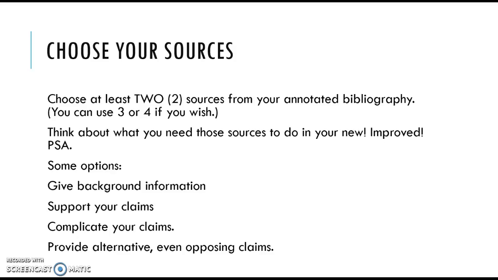So after you've spent time reworking your PSA, you're going to want to pick your sources. We recommend that you choose at least 2 sources from your annotated bibliography. You can use 3 or 4 if you wish, but in that case, make sure that they aren't taking over. You still want to make sure your own voice is there, that it isn't just a conversation between your secondary sources. And then think about what you need those sources to do in your new, improved PSA.